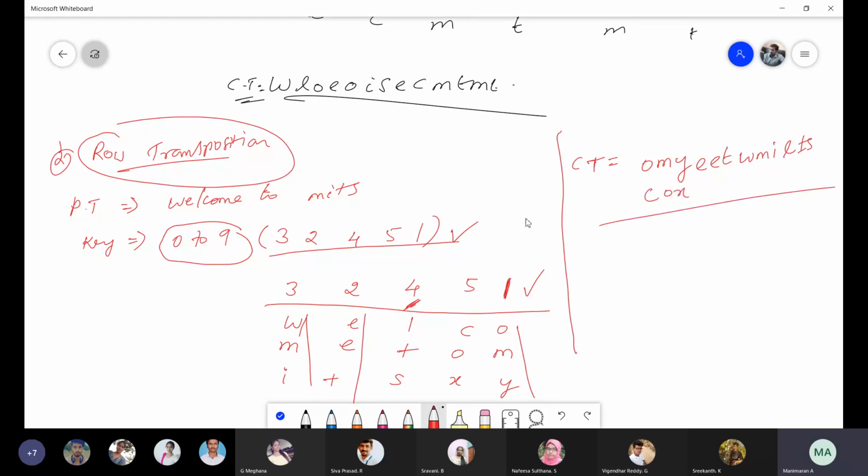This is the ciphertext. So the plain text is "Welcome to MITS," but the ciphertext is completely different. No one can understand OMYEET, no word, no meaning, nothing. So we are just confusing it. Why? In order to protect our data from attackers. Clear?